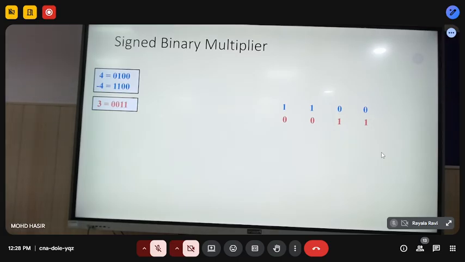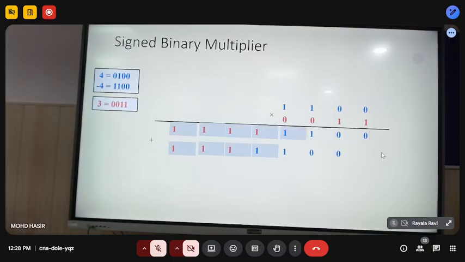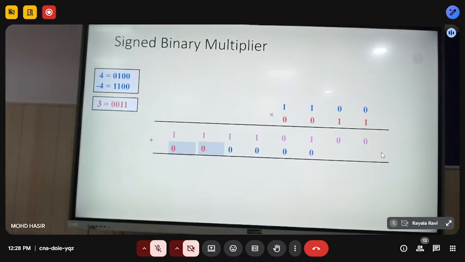Okay. Now, say one number is positive and the other number is negative. And I need to check, because with both negative it works, and with both positive it will work. One negative, one positive. Okay. Now you can understand what is happening.